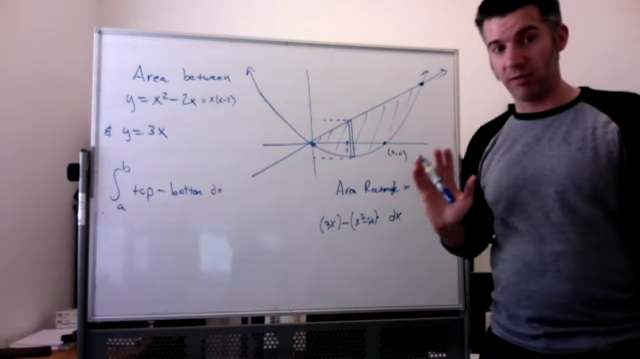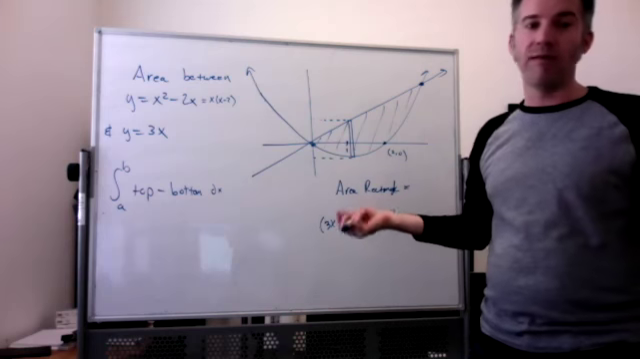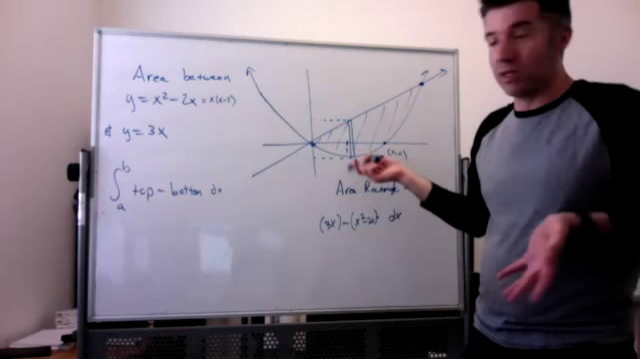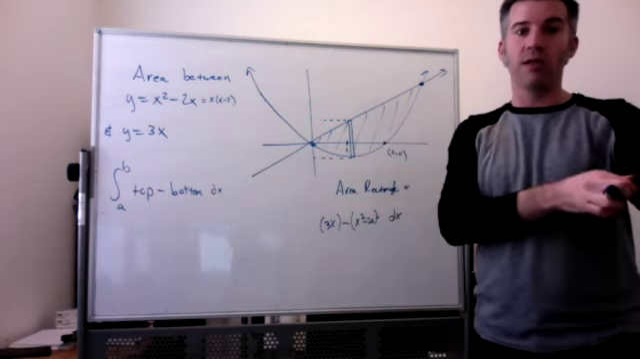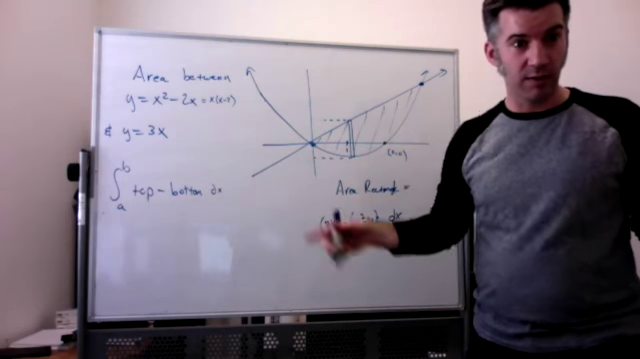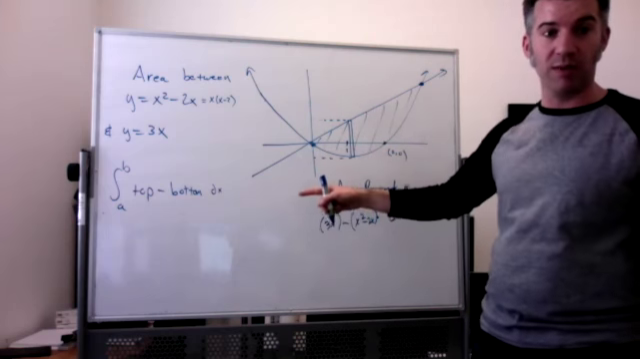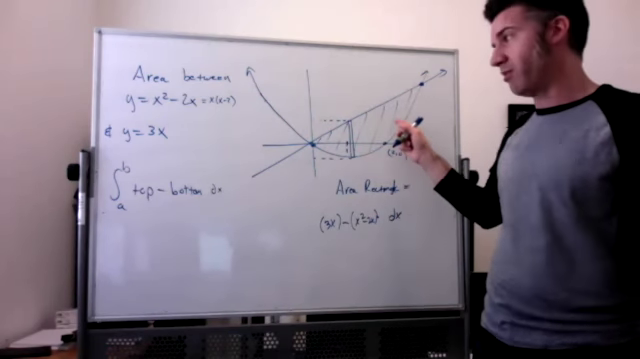Now, a couple things before we do this. How do we know which one's which? Obviously, I have graphed it. You can literally see, oh yeah, the straight line is the one that's bigger. Or as she said, it's more in the y direction, right? When you're doing top minus bottom, the top one is the one that's more in the positive y direction, and the bottom one's the one that's not as much in the positive y direction.